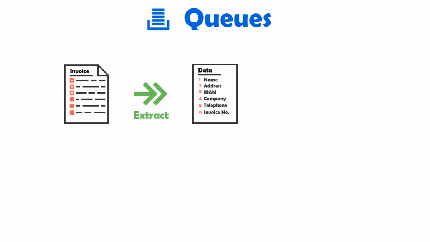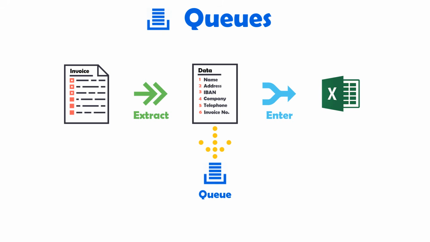For example, we have a process that extracts data from invoices. We should later enter this data in an Excel file. We can use a queue here to store the data we've read from the invoices. Then we fetch the information from the queue and enter it into Excel.